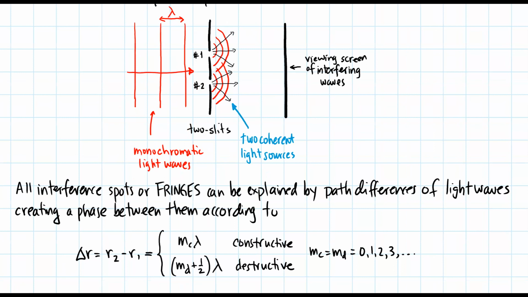All interference spots or fringes can be explained by path differences of light waves, creating a phase between them according to delta r, the path difference between these two waves. If they're integer numbers of wavelengths, then it's constructive. If they're half integers of wavelengths, then it's destructive. mC and mD take the same values: 0, 1, 2, 3.